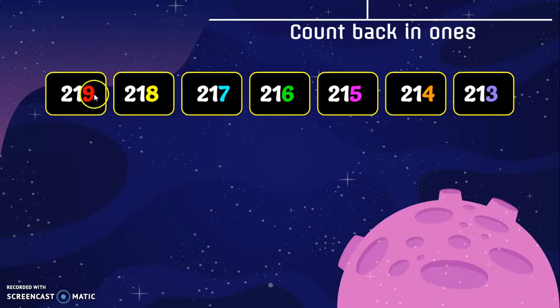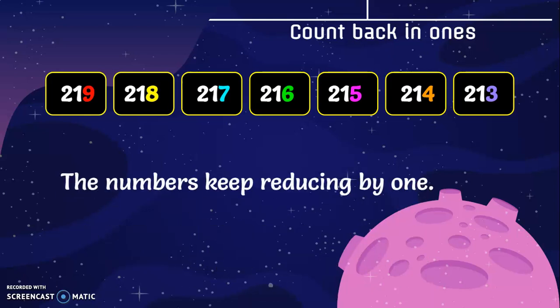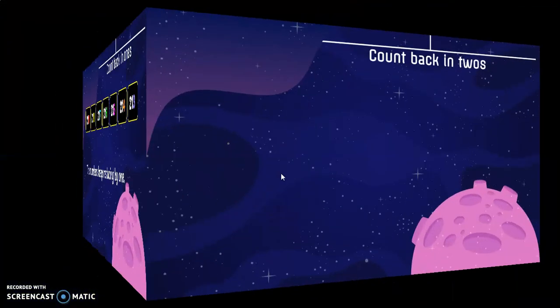Let's look at the colored number here. I got 9, 8, 7, 6, 5, 4, 3. It is like counting down. So these numbers count down or count back in ones. Thus we said this number sequence is count back in ones, where the numbers keep reducing by 1. Reducing means berkurang.